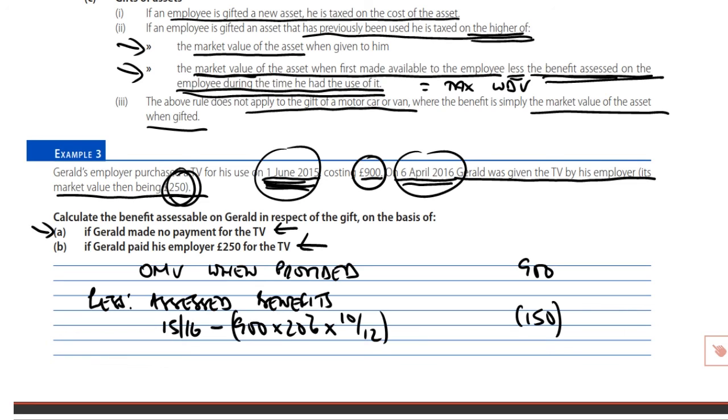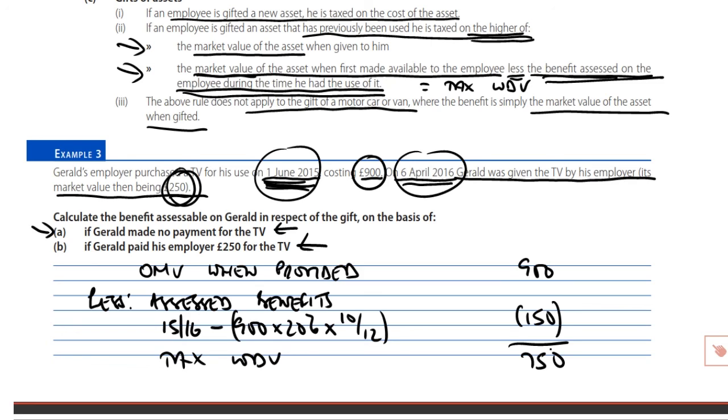That would again be 900 at 20%, but for April, May and June it would be 3 months worth thereof. So you calculate the amount of benefits assessed from the date that it was made available to this employee to the date that it was transferred to the ownership of the employee. As that was the 6th of April, start of the 2016-17 year, there is no additional annual benefit to compute in the 2016-17 year. So its tax written down value is £750. Is that higher than the market value at that date at £250? Well, of course it is.